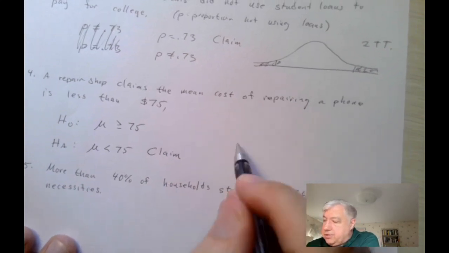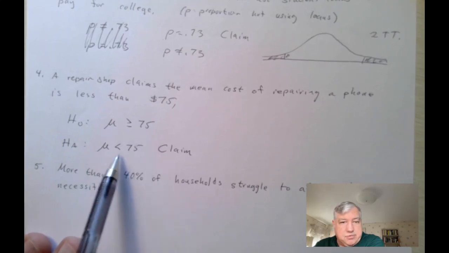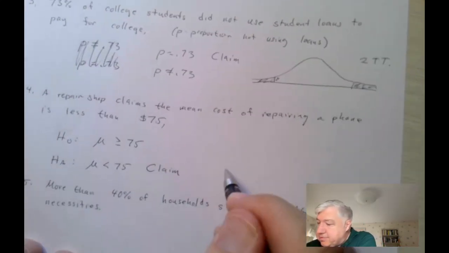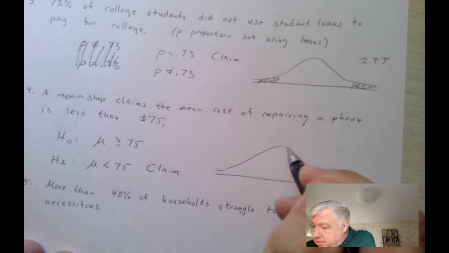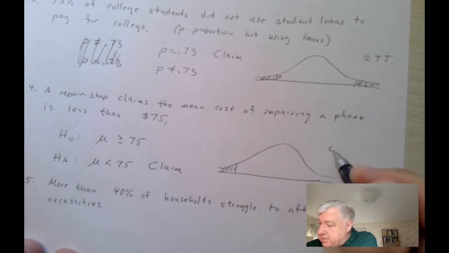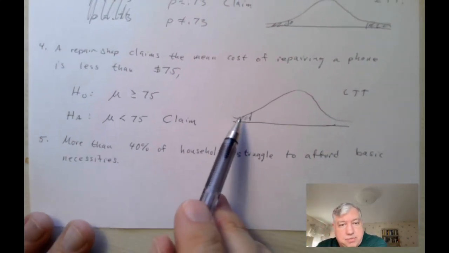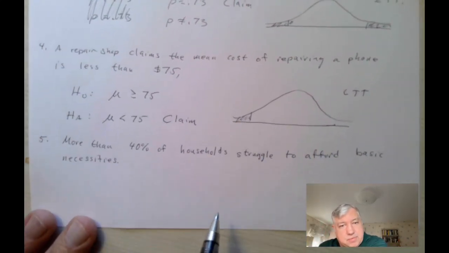Because we're assuming this to be true, our unlikely values would be less than 75, so we would use our left-tailed test. So this would be over here. The unlikely values would be over here.